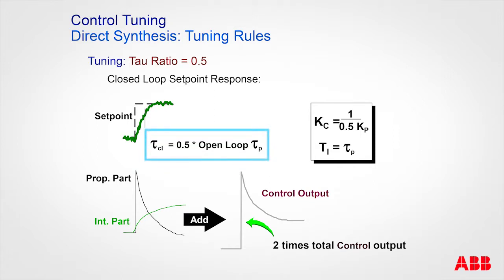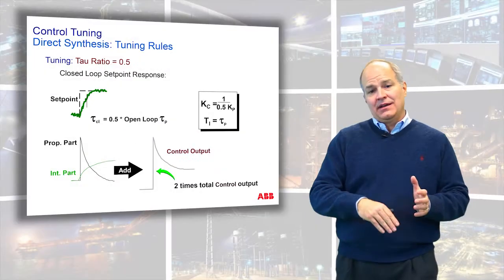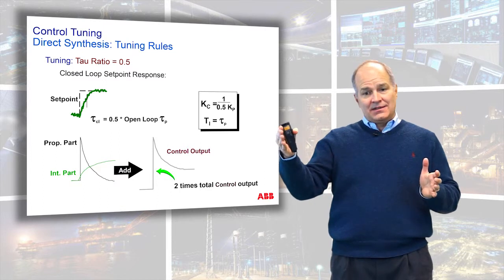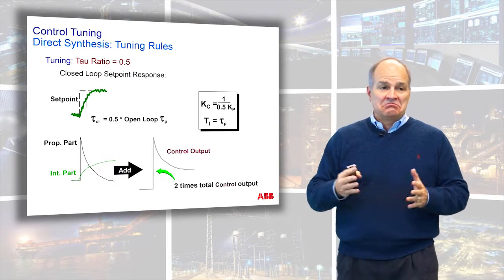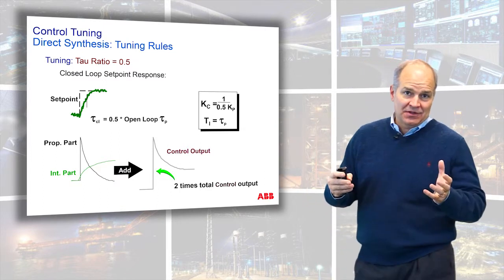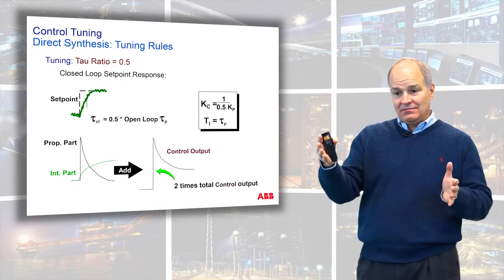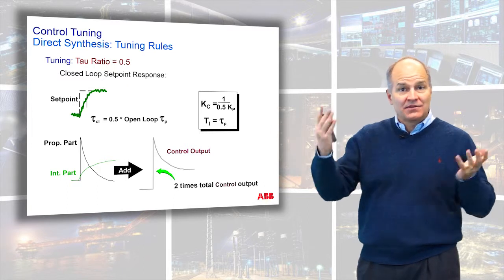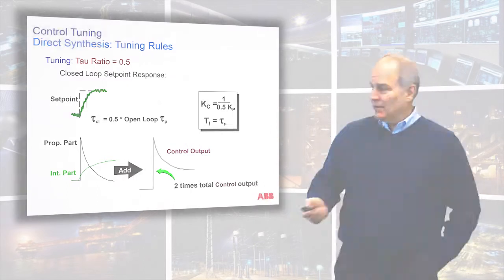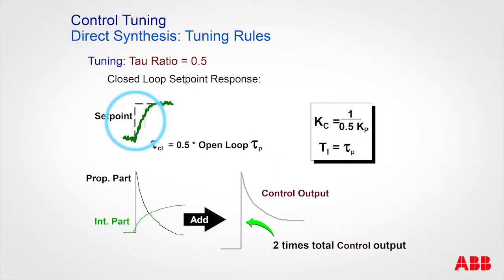It says that my closed loop time constant will be half of the open loop time constant. So if I changed the actuator and it took 4 minutes to get there, it would have a 1 minute time constant. Well, with a tau ratio of 0.5, it'll have a 30-second time constant, and it'll take 2 minutes to get there, half as long. Well, how does that happen? Same thing. This time I don't show the difference because I think you can see it by now.